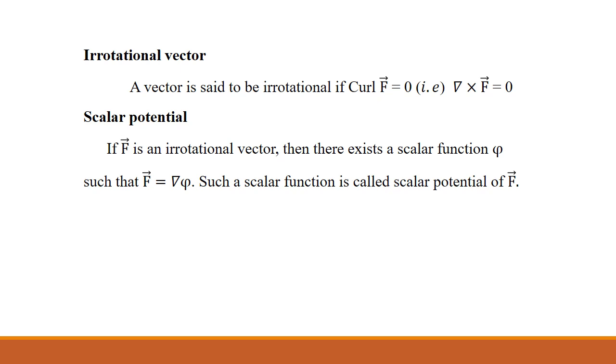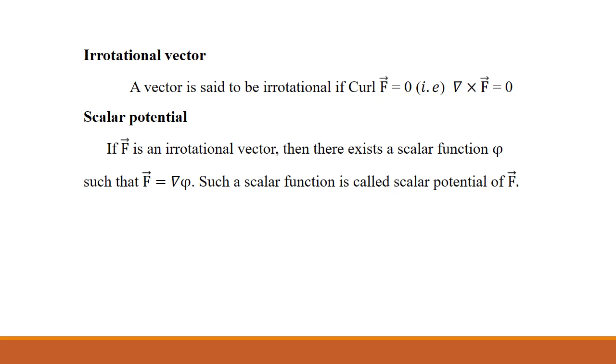One vector is given. To verify whether this vector is irrotational, you have to find the value of del cross f vector. Finally if we get del cross f vector equal to 0 vector, then the given vector is irrotational vector. Here the evaluation of del cross f vector is in determinant form.